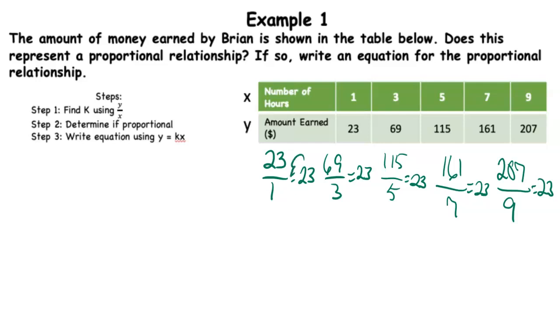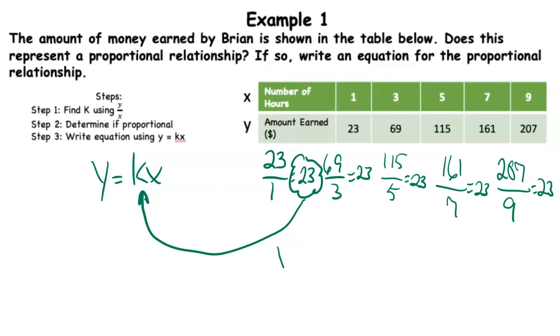That tells me that this number, 23, is my constant of proportionality. It's my k in the equation y equals kx. So I just take that 23, plug it in the place of k, and I have my equation, y equals 23x. And this means if I want to figure out the amount of money earned, which is my y, I take x, my number of hours, and multiply it by 23. And that will tell me how much money I have.